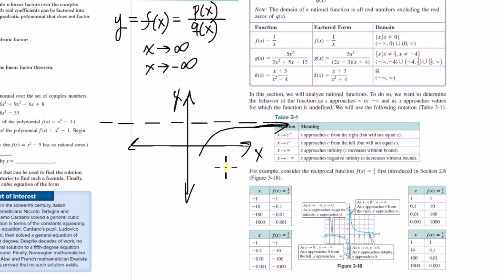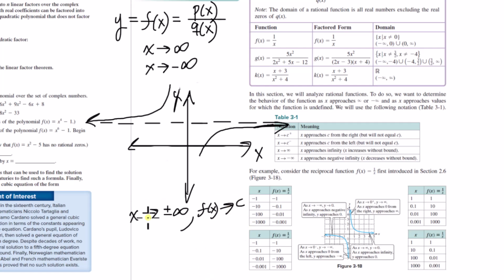It's going to get extremely, extremely close without ever touching that line. Extremely close, coming from above or below. Again, this is as x approaches infinity or negative infinity. So with a horizontal asymptote, as x approaches positive or negative infinity, the function is approaching some constant number.